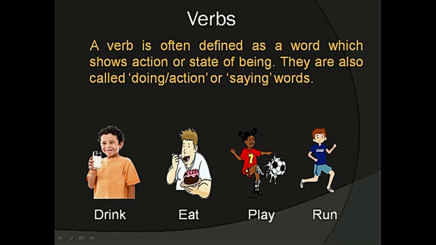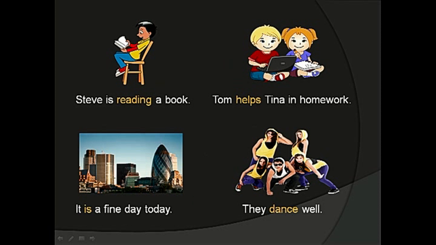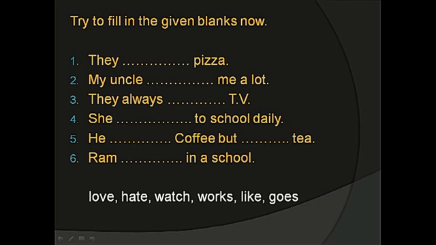Verbs. A verb is a word which shows some action or state of being. Example is given there. Steve is reading a book. Reading is here a verb. Tom helps Tina in homework. Help is a verb here. It's a fine day today. Is is a verb. Now some blanks for you.